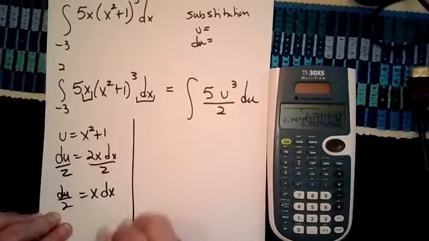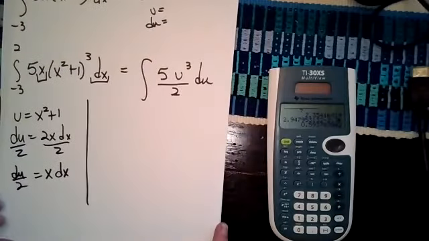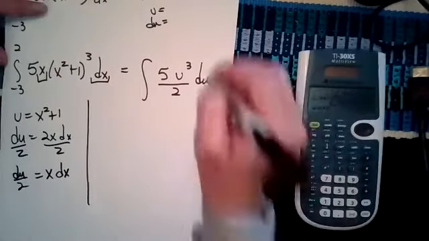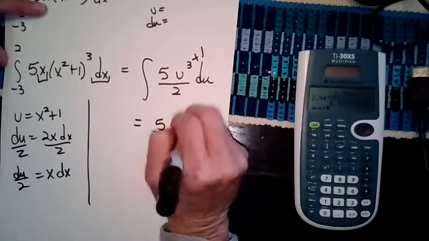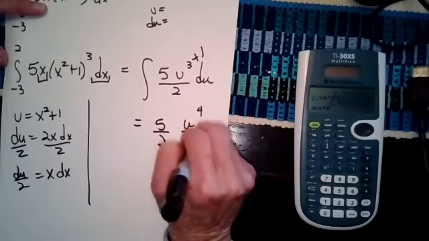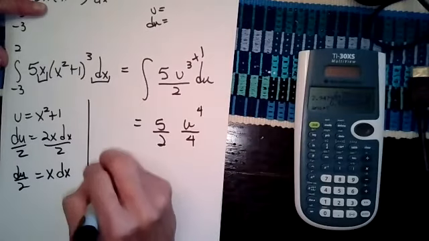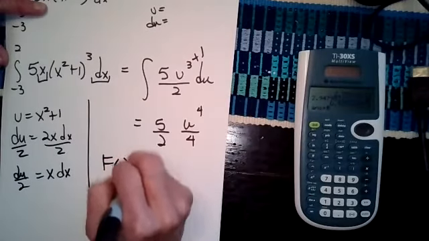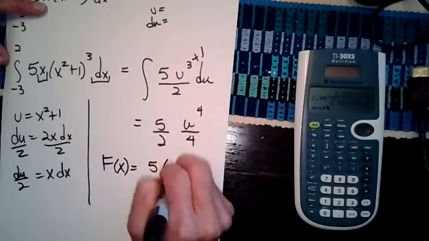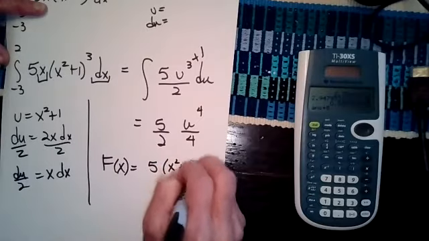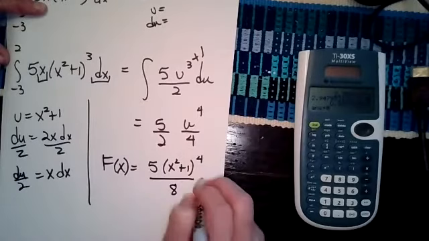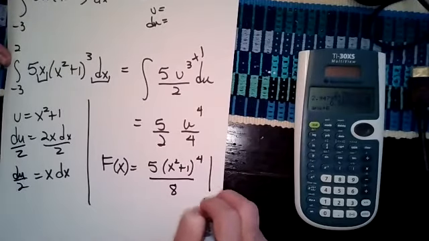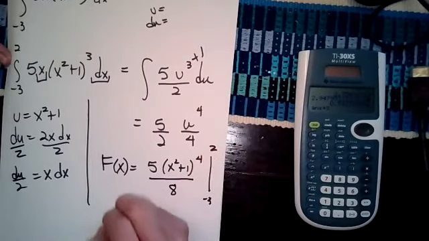And now I'm ready to add 1 and divide. Okay, so we're going to add 1. So I bring over my 5 over 2 and u to the 4 divided by 4. And so when I rewrite this in terms of x, that's just 5 times (x squared plus 1) to the 4th over 4 times 2, which is 8. And I'm going to evaluate it from -3 to 2.